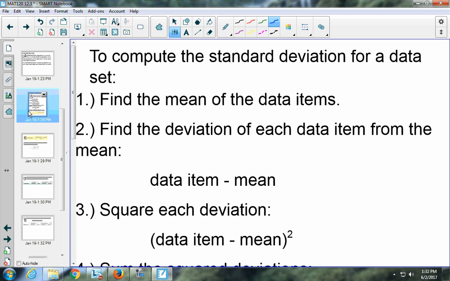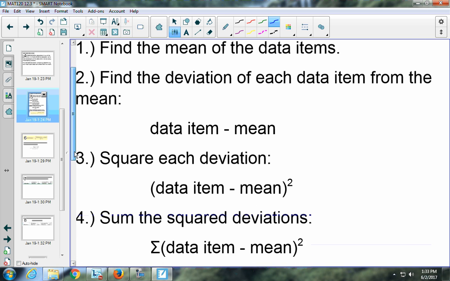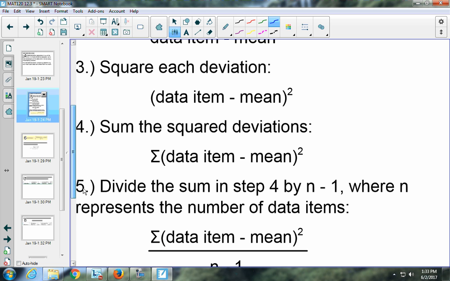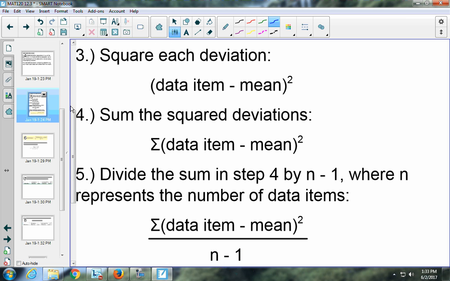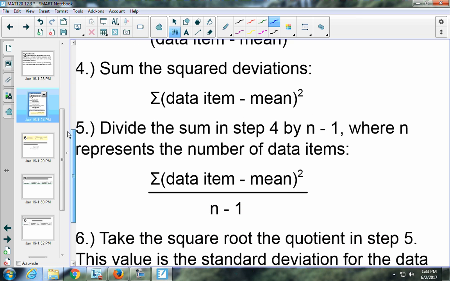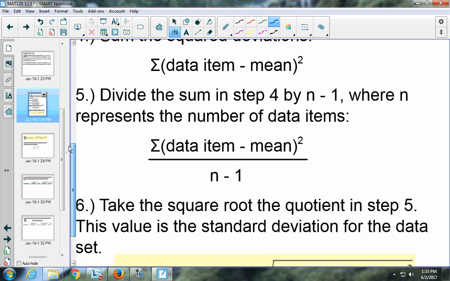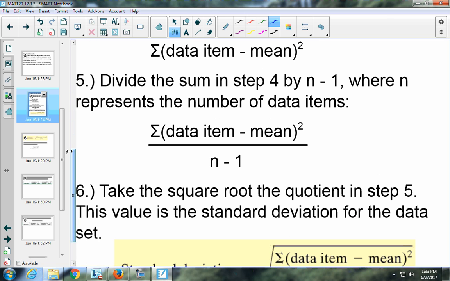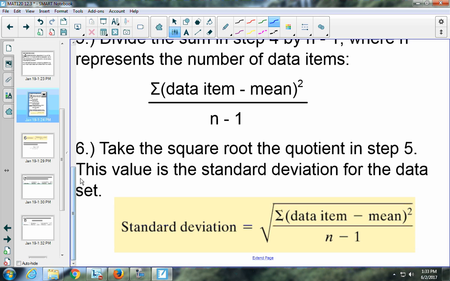We do this in a step-by-step process. First, we have to find the mean of all of the data items. Then, we find the deviation of each data item from the mean. So we do the data item minus the mean. Then we square that answer. We square each deviation. We sum the squared deviations. We divide by n minus 1, the number of data items minus 1. And last but not least, we take the square root, which results in this formula in yellow.